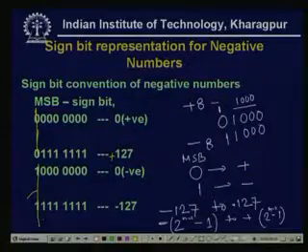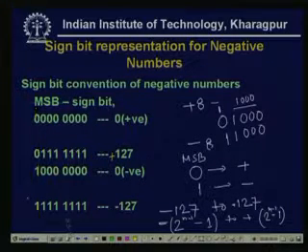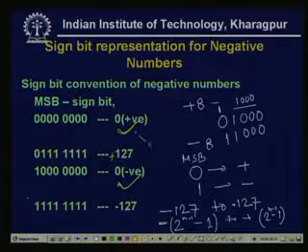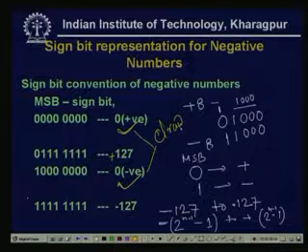So just now what we have seen is that for this 0, this is a positive 0, this is a negative 0, and this is a drawback of sign bit numbers.